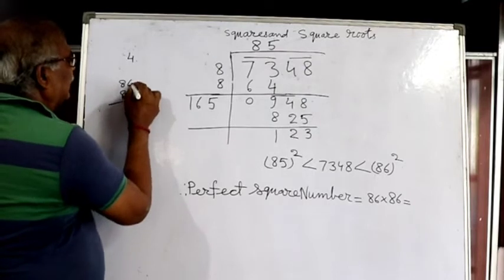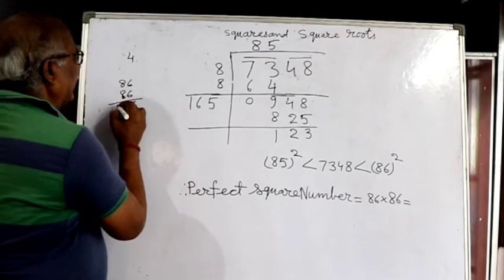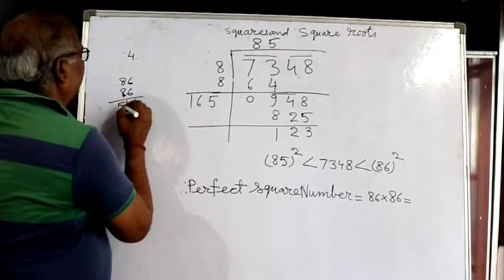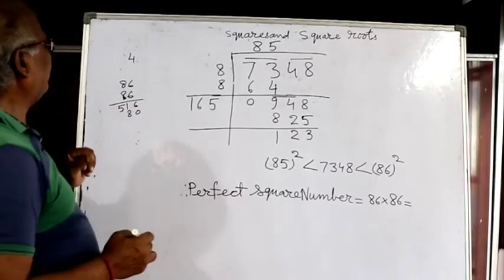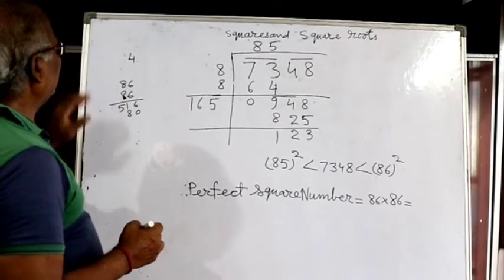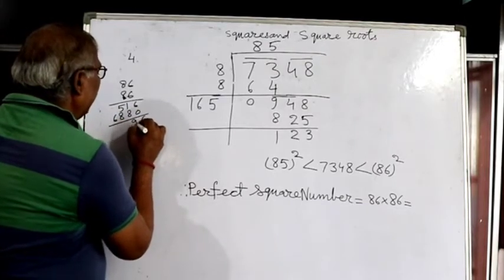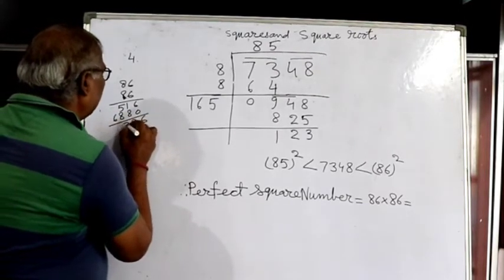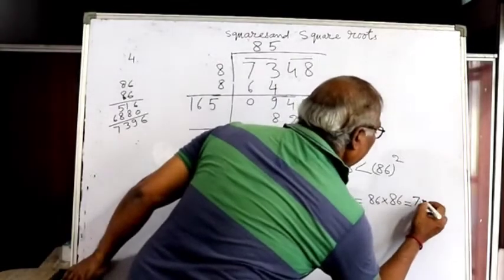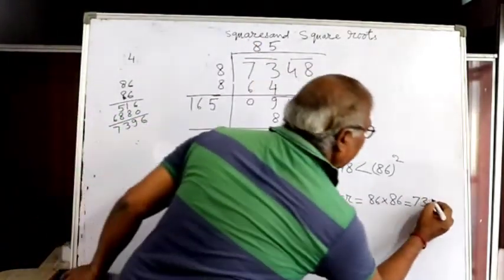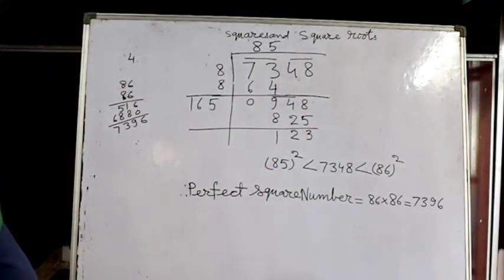What will you get? 6 6s are 36. Carry 3. 6 8s are 48, 48 and 3, 51. Write 1, carry 5. 0. 8 6s are 48. Carry 4. 8 8s are 64. 64 and 4, 68. We get here 6. 8 and 1 is 9 and 8 and 5 is 13. 3 carry 1. 6 and 1, 7. We get here 7396. It is the required perfect square number.